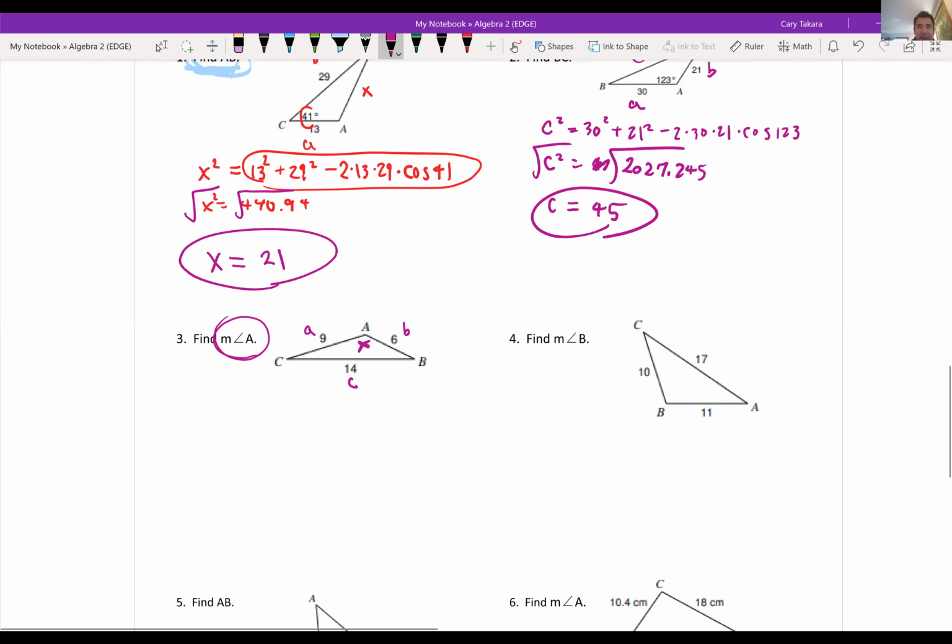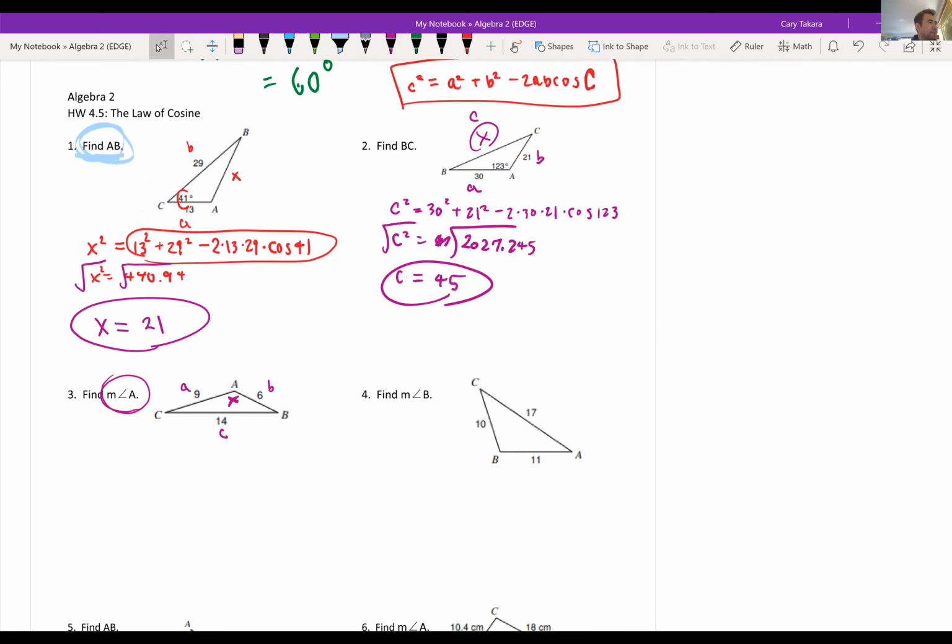Okay, so let's set it up. So it will be C, so that would be 14 squared equals 9 squared plus 6 squared minus 2 times 9 times 6 times cosine of x. We don't know. That's what we are after. You feel like you can set it up now all by yourself? I'm going to definitely let you be more independent on the next question, but were you able to set it up? Okay.